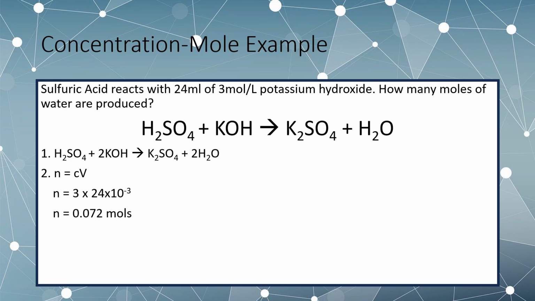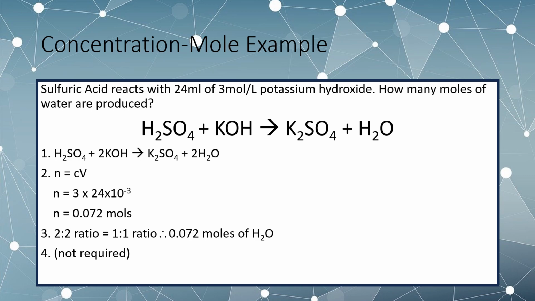So we're asked how many moles of water are produced. In this case, we can see the ratio between potassium hydroxide, KOH, and water is 2 to 2, which means we have a 1-to-1 ratio, simplifying them down. This means that we have the same number of moles, and therefore 0.072 moles of H2O are present. Step 4 is not required, as we are asked to find the number of moles, and no further calculations are needed for mass or concentration.